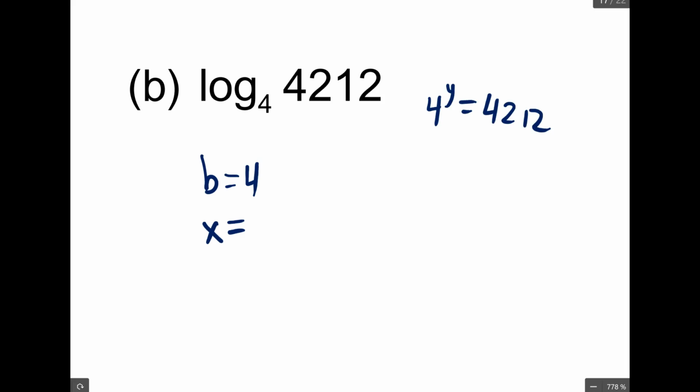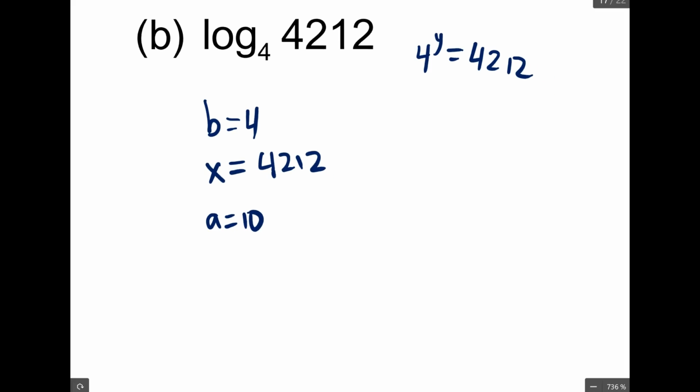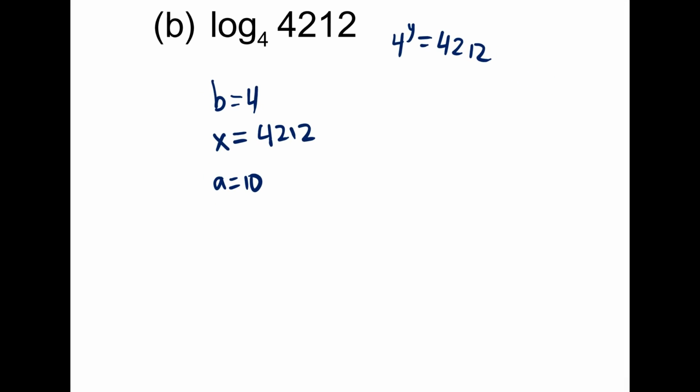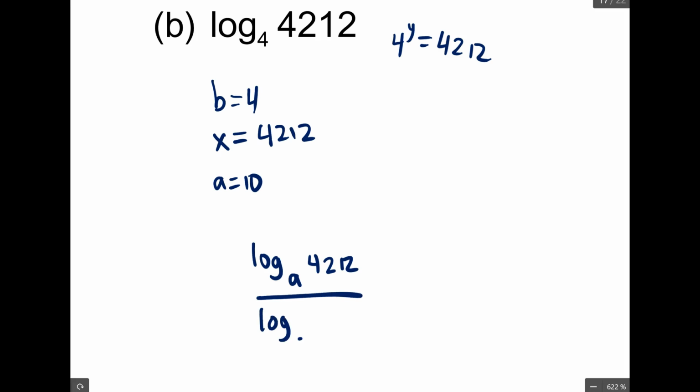Okay, this one's a little harder. Give it a try. So let's list out. I see my base is 4. My x value, well, 4 to what power equals 4,212? I don't know. So let's see what power this actually is. Probably not an even one. Okay, and then we're going to use 10 as the base. It's just easiest to use 10. It's super simple. Alright, so I have log base a of x over log base a of b.